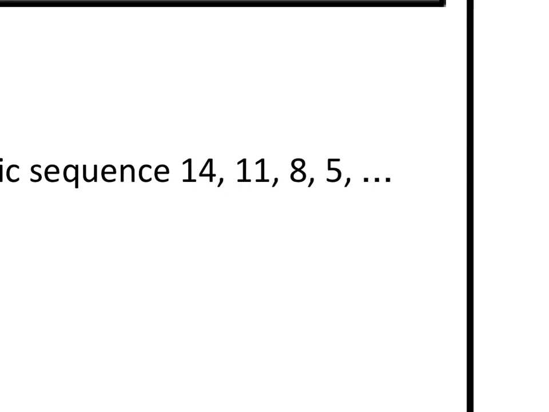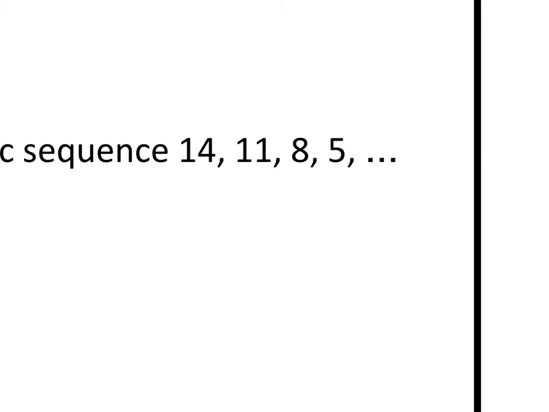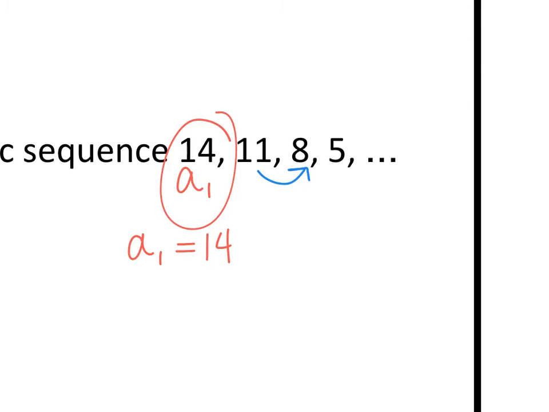Okay, your sequence, 14, 11, 8, 5. Don't overthink this. What's the first term? It's 14. Y'all are brilliant. This is A1. So the first term is 14. That's why it's got a little 1, first term of the arithmetic sequence. It is subtracting by what? 3. So the common difference is minus 3 every time. That's D.